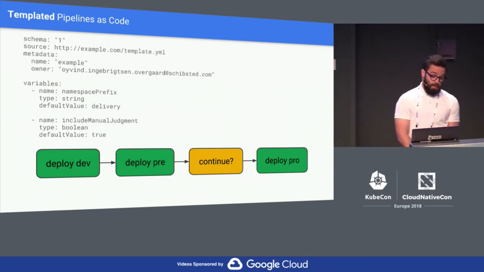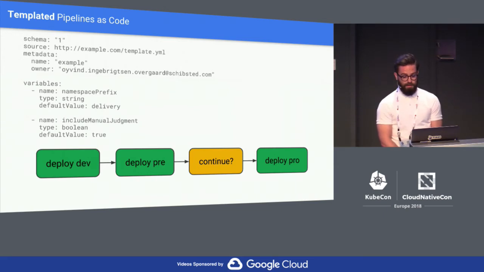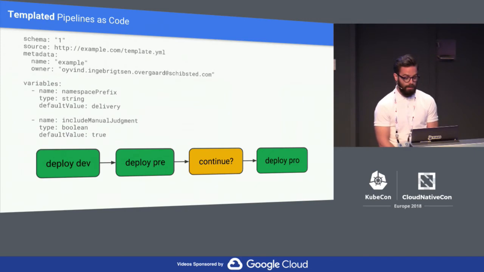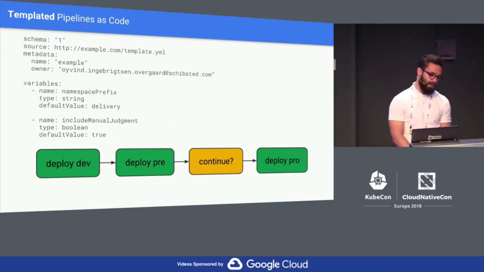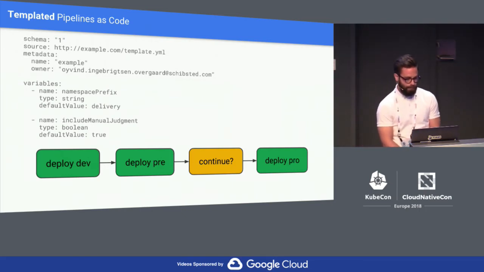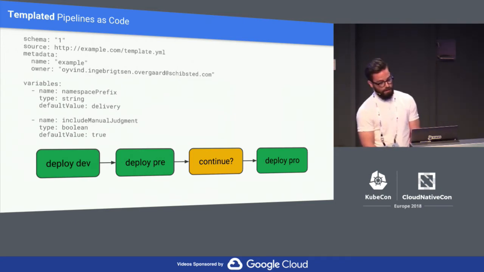So if you use one of these templates, you can get away with only a minimal amount of configuration to set up a pipeline for your application, like illustrated in the middle here, where there's a flow of deploy stages, first to the dev environment, then to the pre or staging environment. And then we have a manual judgment step before deploying to production. So you can see an example of the configuration that's necessary to set this up above. You only specify the source template, the namespaces that we own. In this case, it's delivery. And we're also saying that we want manual judgment.